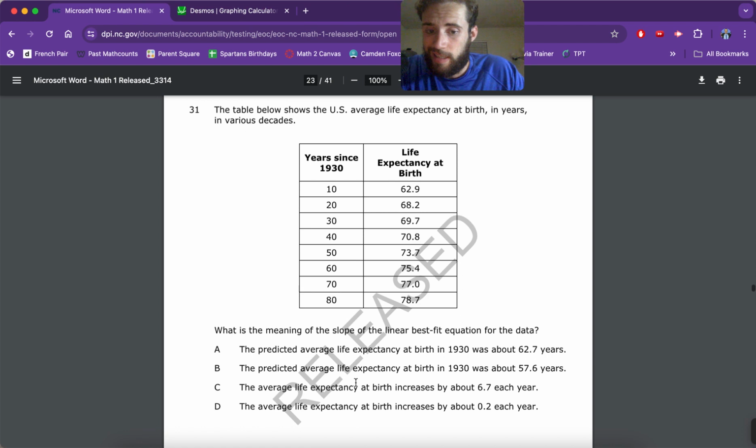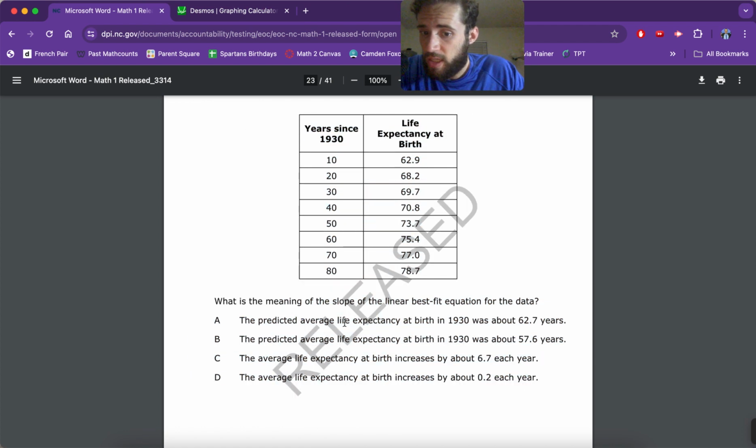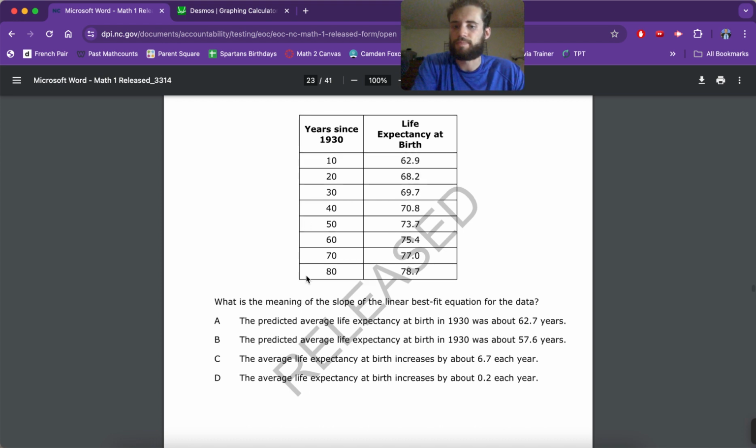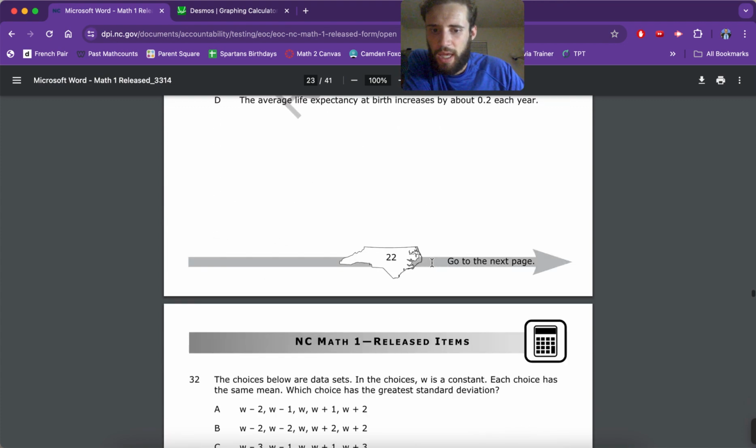So again, they're asking about the slope. One of these, A or B, might be true, but they're specifically asking about the slope of the best fit line. So the slope has to do with the rate of change, so how much it's going up per year, and that would be again D is your best option. All right, so when you're doing it yourself, you should probably do the entire table just in case one of these changes the data a lot, but whatever, I'm not doing that.